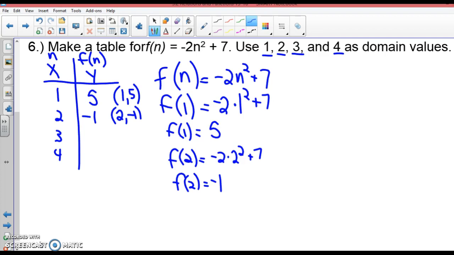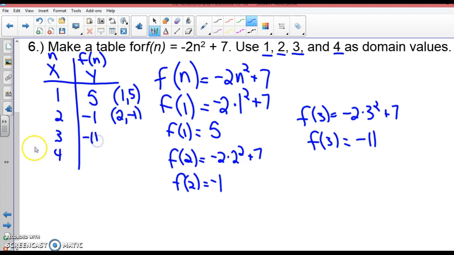What am I going to do next? F of 3 is negative 2 times 3 squared plus 7. So, f of 3, let's do the math. 3 squared is 9. 9 times negative 2 is negative 18. Plus 7 is negative 11. Are you guys following my mental math there? Yes. Okay, so my input is 3. My output is negative 11. That's my ordered pair. 3, negative 11.